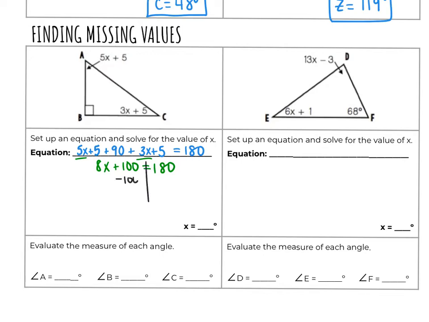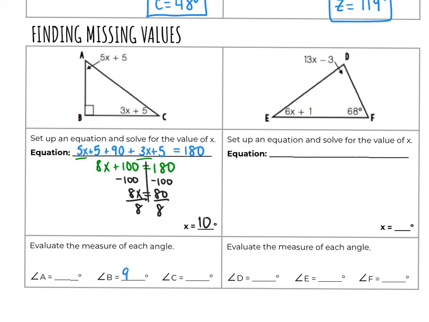So subtract 100 from each side, and then divide by 8 to get a final answer that x would have to be 10 degrees. So what that's saying is if I plug in 10 for x and then add up each angle, they'll equal 180 degrees. A follow-up question could be actually asking what each angle is.